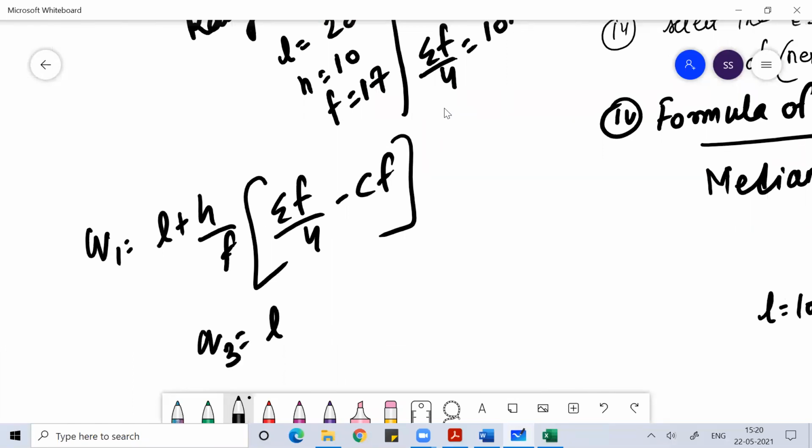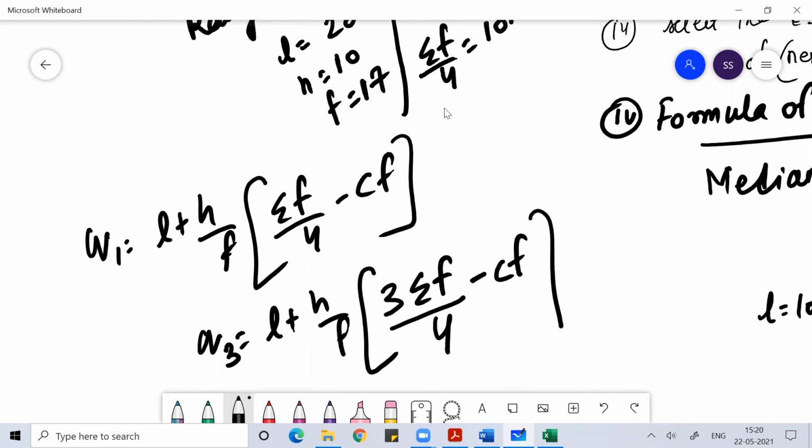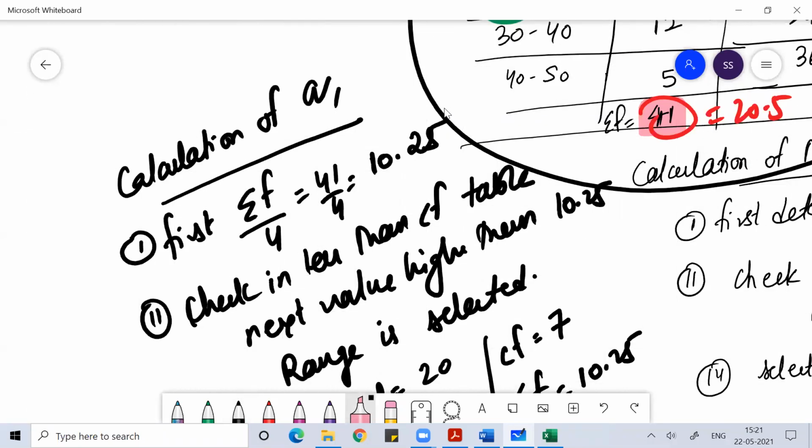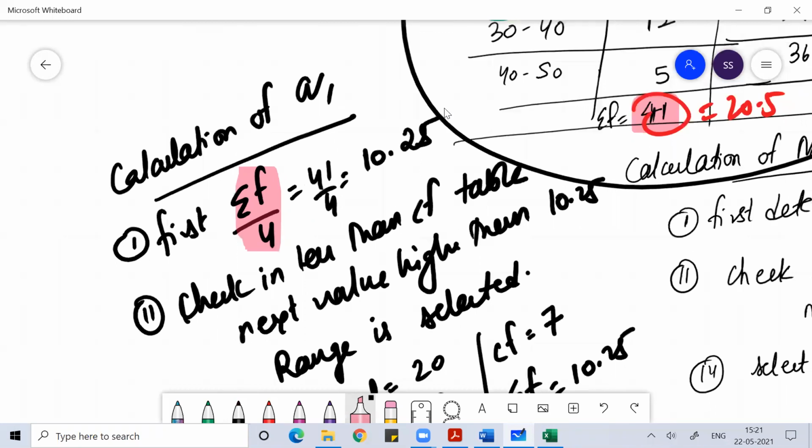Quartile 3, what is the formula? L plus h by f times (3 times sum of f by 4 minus cumulative frequency). The same way we did quartile 1, we'll do quartile 3 also. There is no difference. In quartile 1, I took the range higher than sum of f by 4. In quartile 3, I'll take the range higher than 3 times sum of f by 4. I hope you people are understanding.